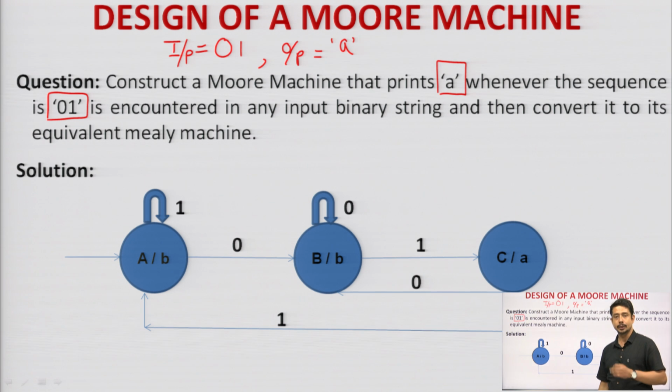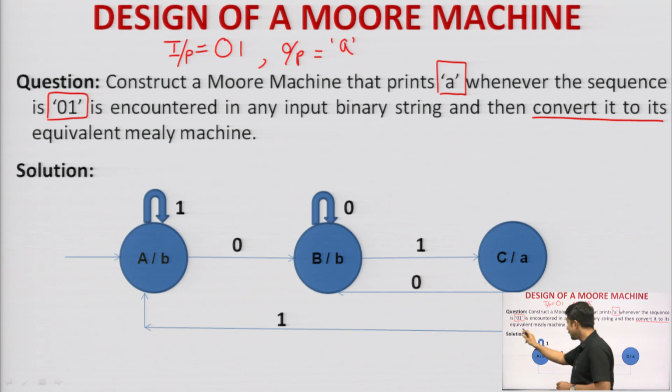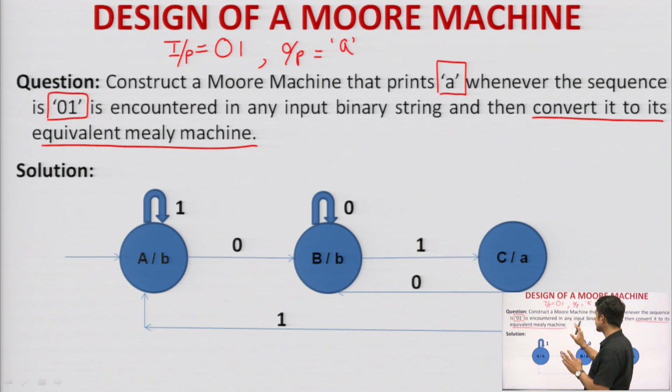This is exactly the meaning of this language. Okay. Construct a Moore machine that prints A. Prints A means the output will be A whenever the sequence 0 1 is encountered in any input binary string, and then convert it. The conversion process I will not be doing in this particular scenario. We will be discussing only the designing part of this Moore machine.